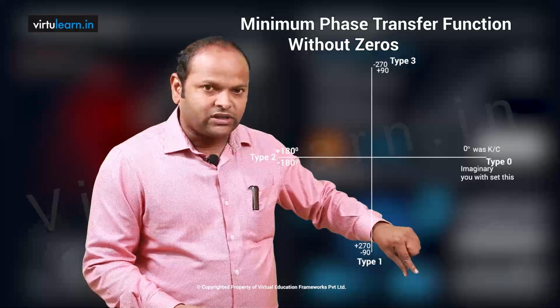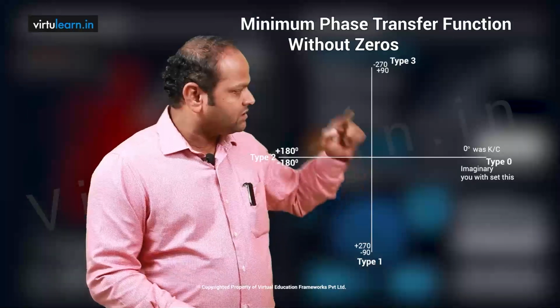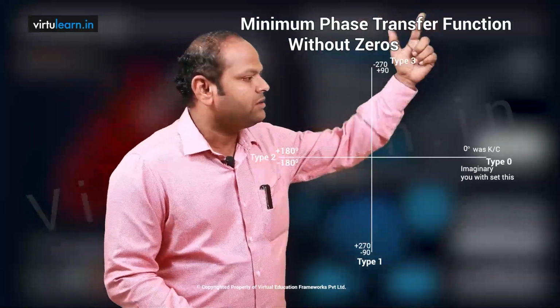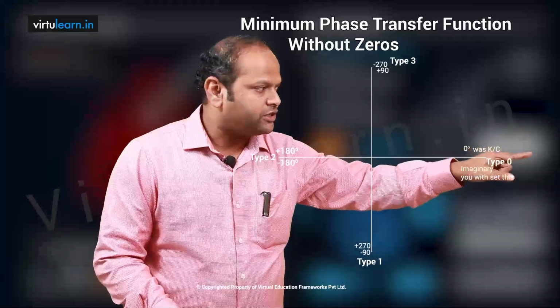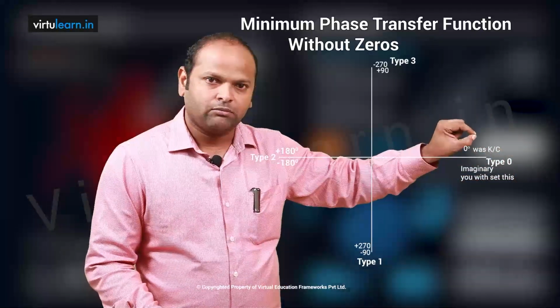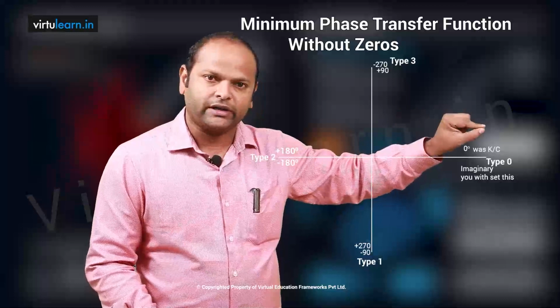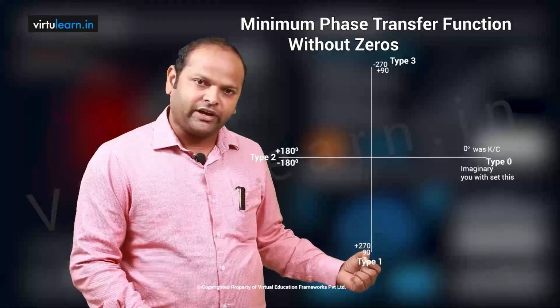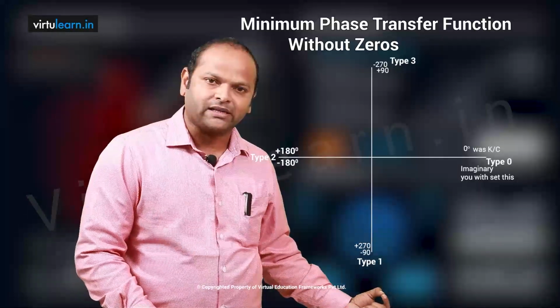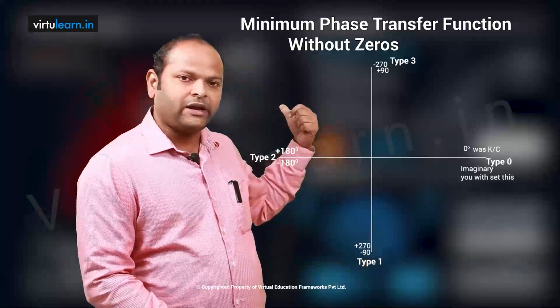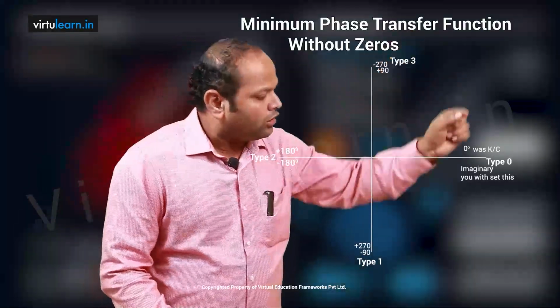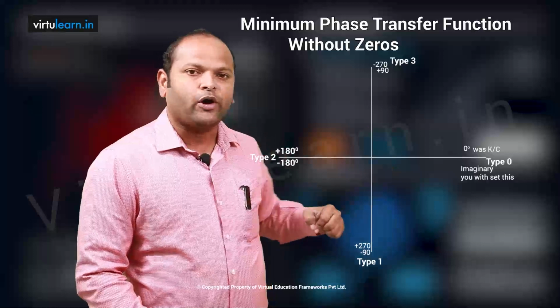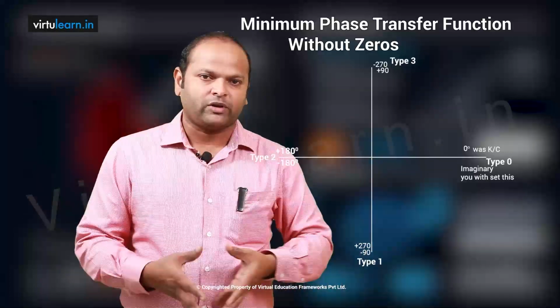So here it gives the type. This is type 1, this is type 2, this is type 3, and this is type 0. For type 0, you will have a point, and the phase angle will be 0 degrees. For type 1, it is infinity, but the corresponding line is minus 90. So again it is type 2 and type 3. All these infinity points, according to type, are the starting point of the polar plot.